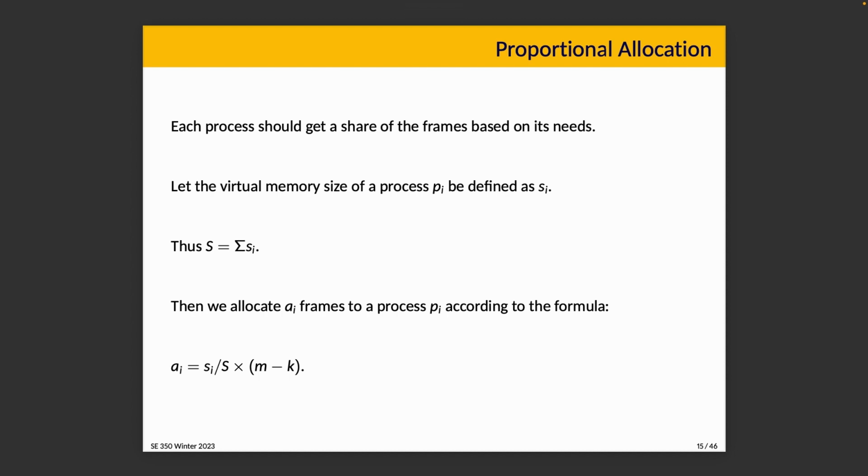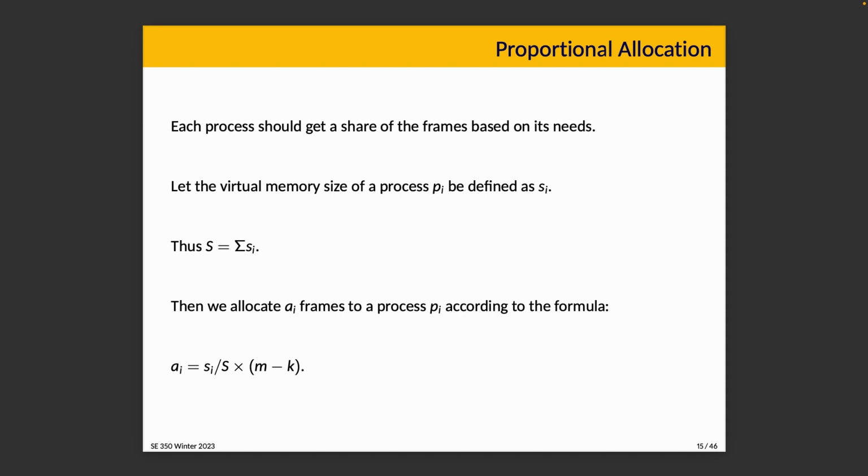Next idea: proportional allocation, which is each process should get a share of the frames according to its needs. So let the virtual memory size of a process P sub i be defined as S sub i, and therefore capital S is the sum of all of those virtual memory sizes. If the total number of frames is M and the operating system has K, we allocate A sub i frames to a process based on the formula below. A sub i is equal to S sub i divided by S times M minus K.